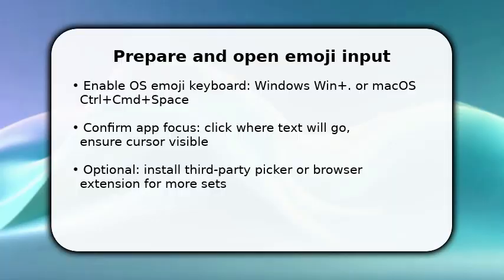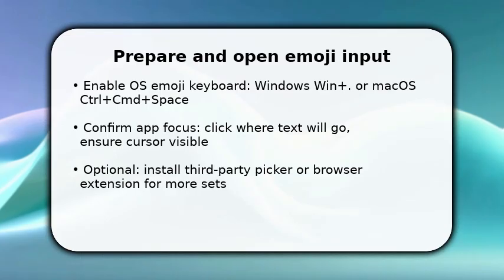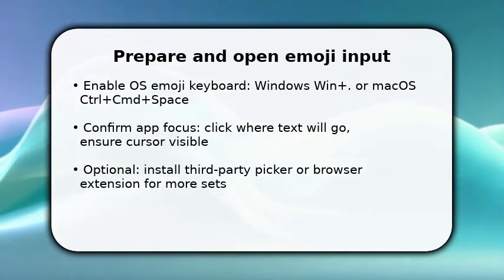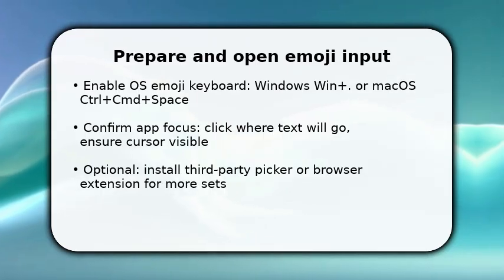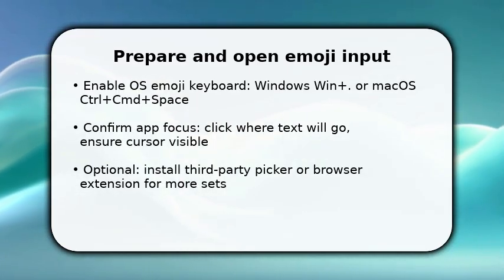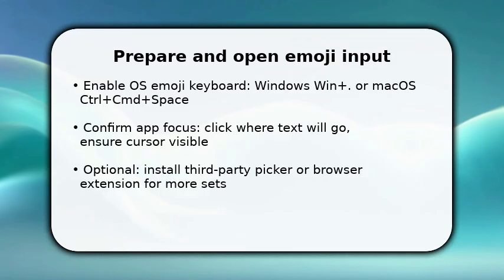Please enjoy the video. You start by opening the emoji picker immediately so you can act, not just prepare. On Windows, press Win+. On Mac OS, press Control plus Command plus Space. Click into the text field so the cursor is active. This ensures the picker inserts into the right place.